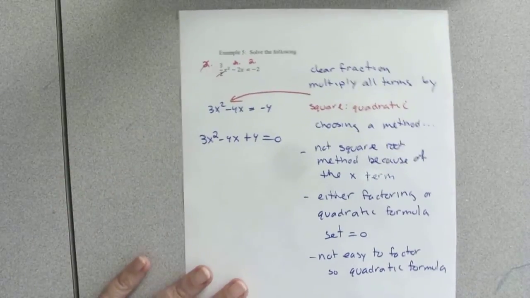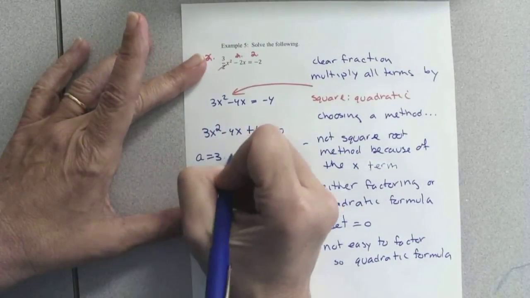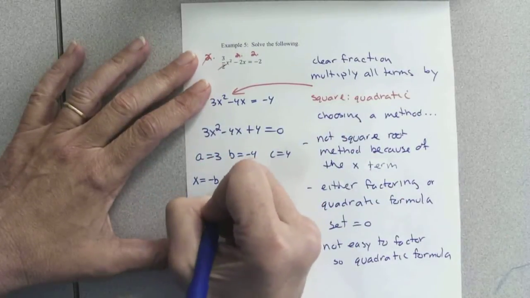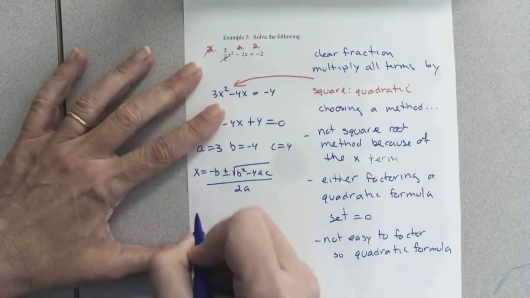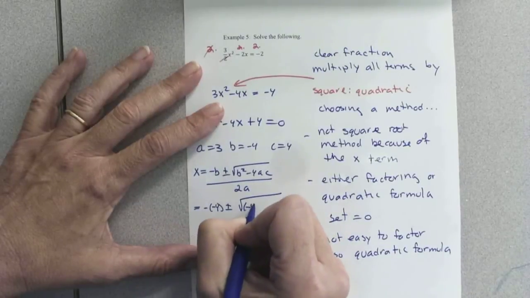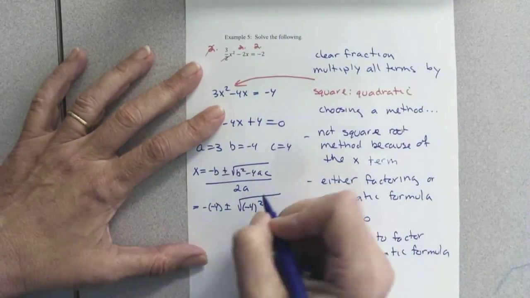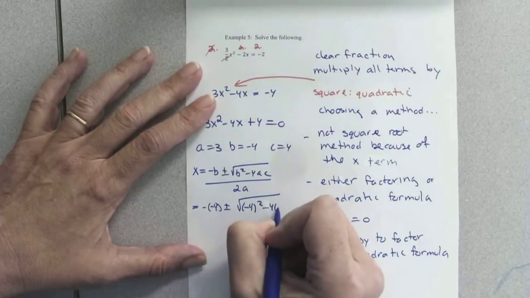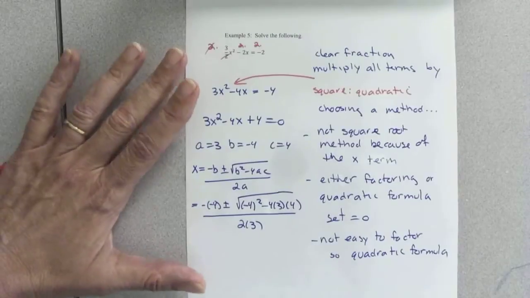And like I said, you're not writing any of this down. This is just your thought process. So quadratic formula. A is 3, B is -4, C is 4. And so x equals negative b plus or minus the square root of b squared minus 4ac, all over 2a. And so I plug in there: -4 plus or minus the square root of -4 squared minus 4 times 3 times 4, all over 2 times 3.